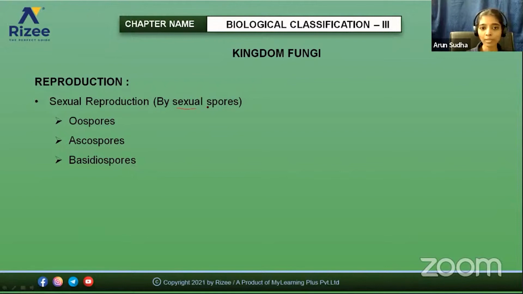We'll see the differences between asexual reproduction and sexual reproduction, and what the differences are in the spores. There are oospores, ascospores, and basidiospores. These are the different types of sexual spores that are produced by sexual reproduction.